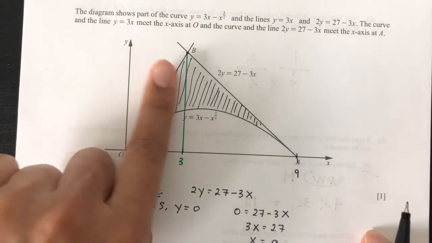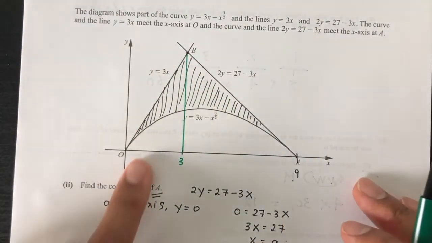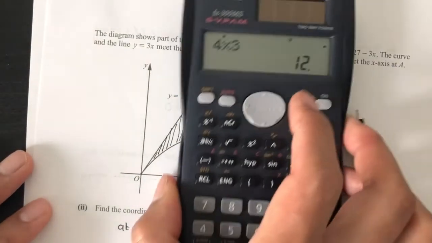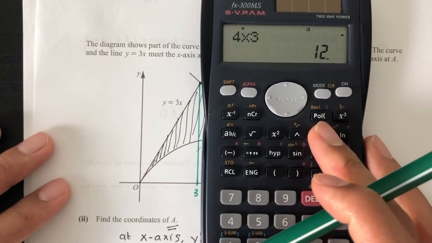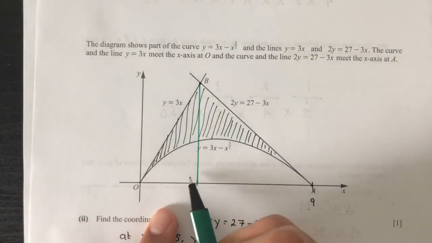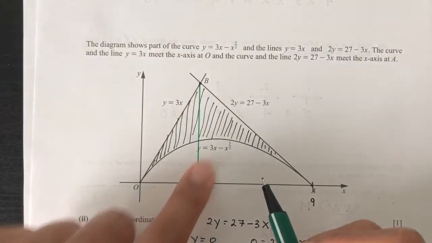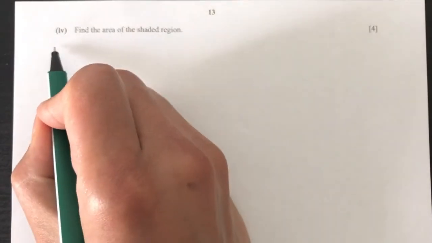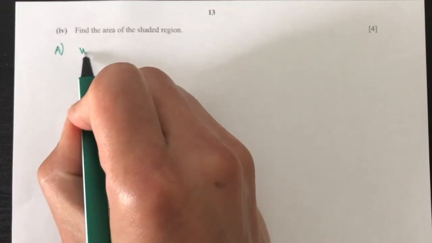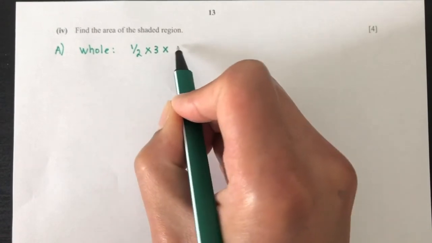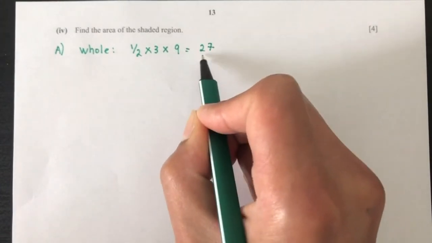Now you can first find this part and then find this part. To find this part, if you look at only this side, let's forget about this side, right? So what would you do? This side is a right angle triangle. For the big area, it is a right angle triangle. That is the whole area. And then you have to minus the area below the curve. So let's find this part first. That will be part A. So the whole area is the area of a triangle: half times base, which is 3, times height, which is 9. That should be 27 over 2.